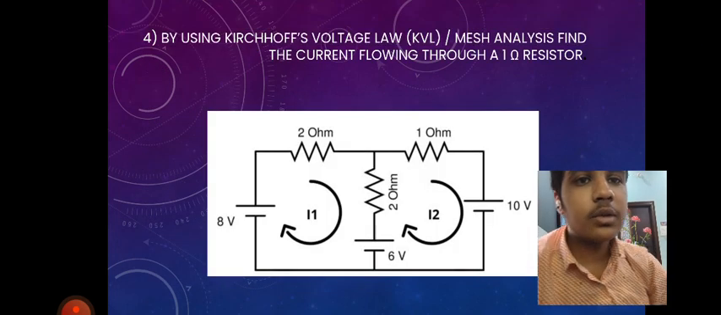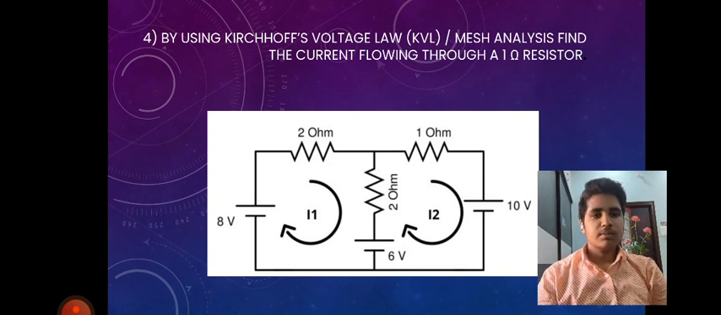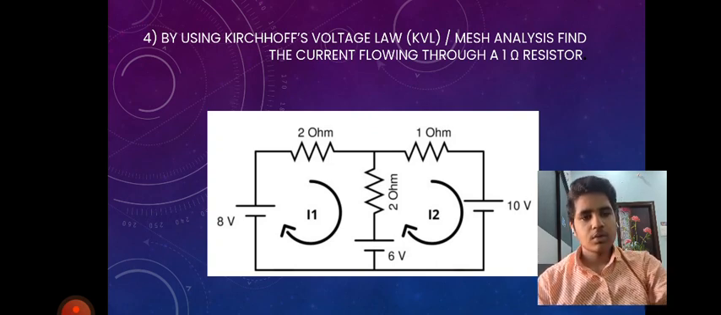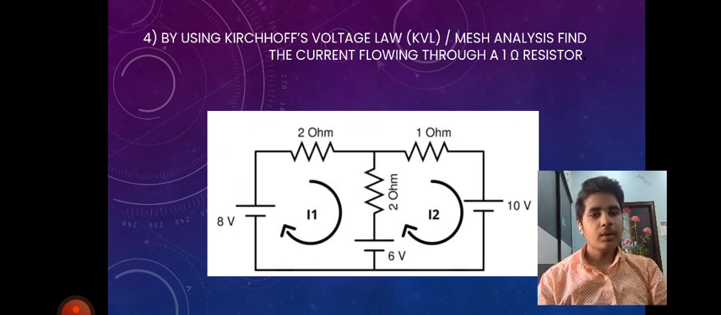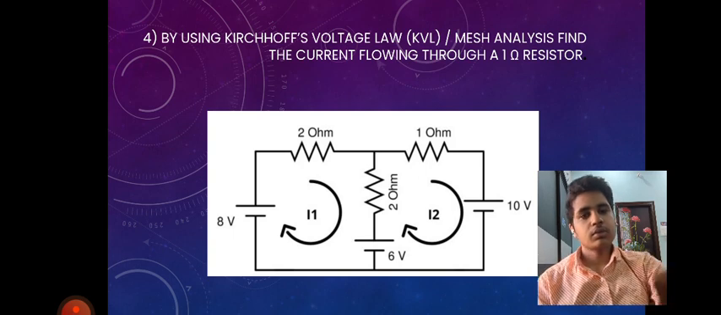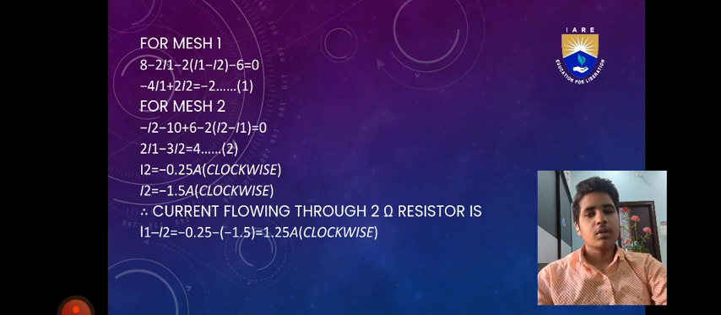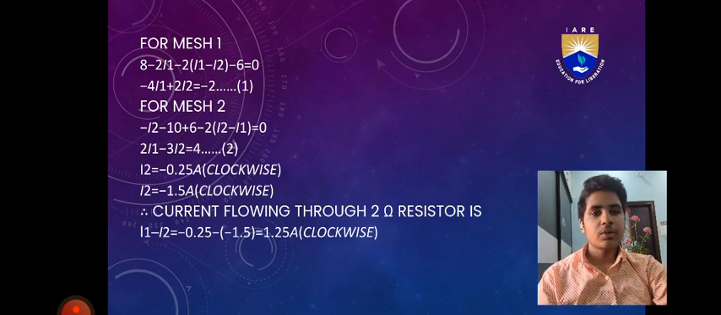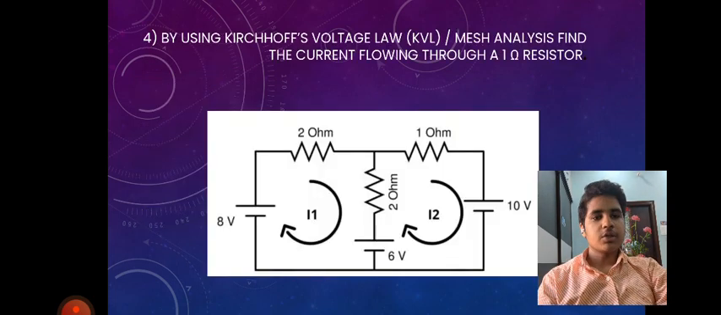So by using Kirchhoff voltage law, find the current flowing through 2 ohm resistor. So in loop 1, 8 minus 2 I1 minus 2 I1 plus 2 I2 minus 6 is equal to 0. Therefore minus 4 I1 plus 2 I2 is equal to minus 2. Let that be equation 1.